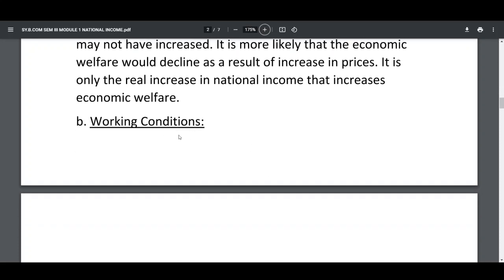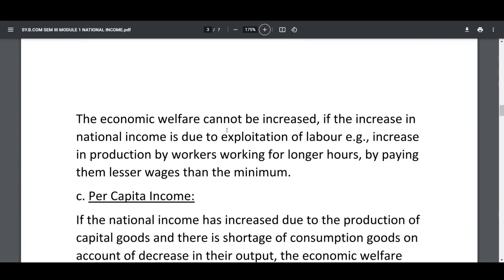Second, working conditions. The economic welfare cannot be increased if the increase in national income is due to exploitation of labor. Example, increase in production by workers working for longer hours by paying them lesser wages than the minimum.